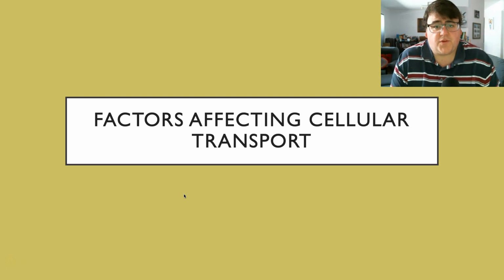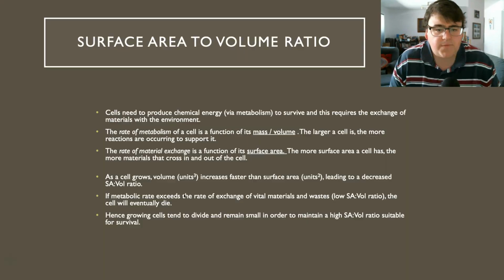So we've talked about what the structure of the cell membrane looks like, we've talked about how transport occurs across the cell membrane. Now we're looking at the factors that affect cellular transport. So we're looking at the different properties of the molecules and the cell itself that help determine how cell transport is going to occur. So starting with surface area to volume ratio, this is a really important one.